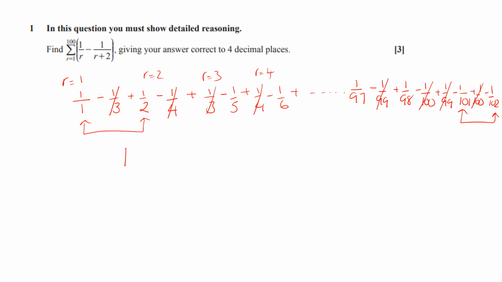So you're going to have 1 plus a half minus 1 over 101 minus 1 over 102, and if you put that all in a calculator it comes to 1.4803. Now it specifically says 4 decimal places, so that is the answer to 4 dp.